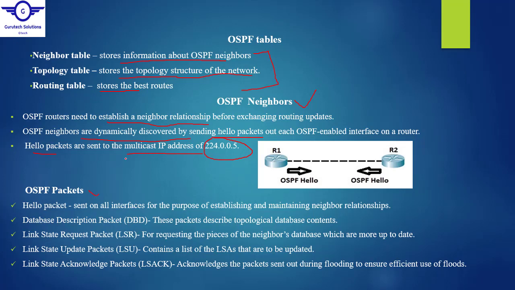OSPF packets. Typically, there are 5 packets in OSPF. The first one is called the hello packet, and as we have said, hello packets are basically used to dynamically discover OSPF neighbors. Each router, within a given period of time, will need to send hello packets through its interfaces in order to dynamically discover any nearby OSPF neighbor.